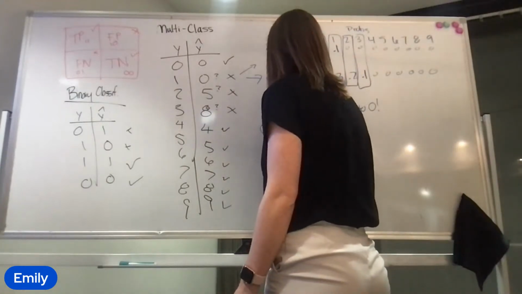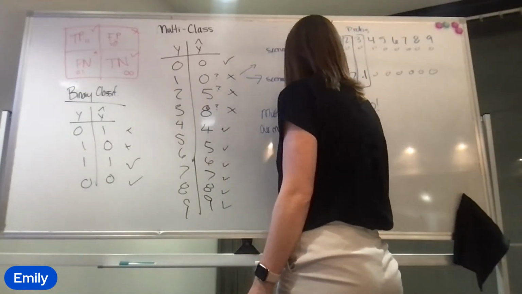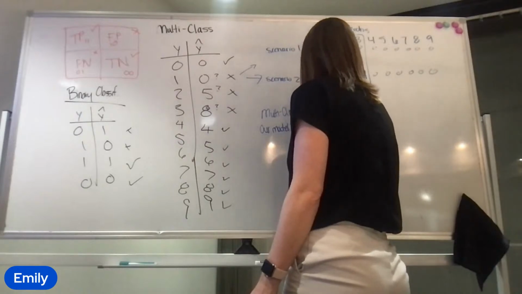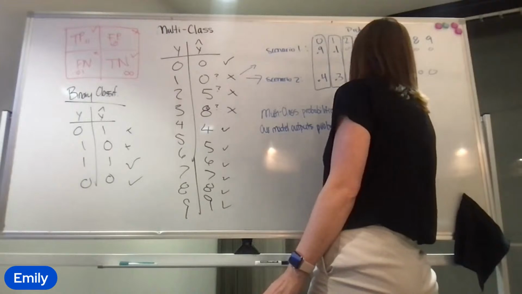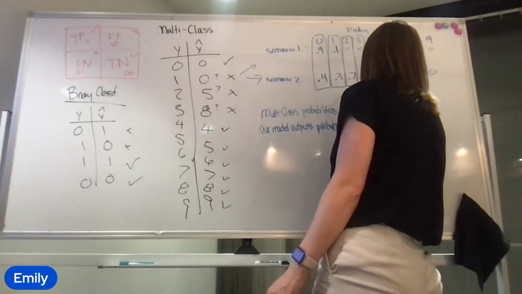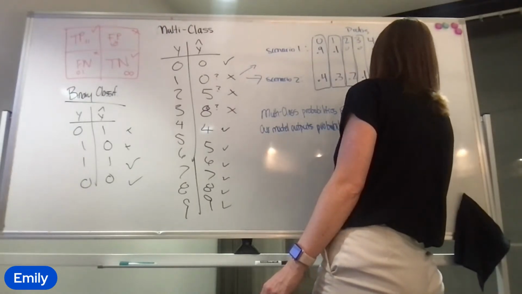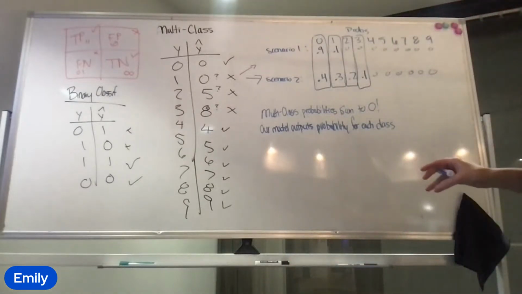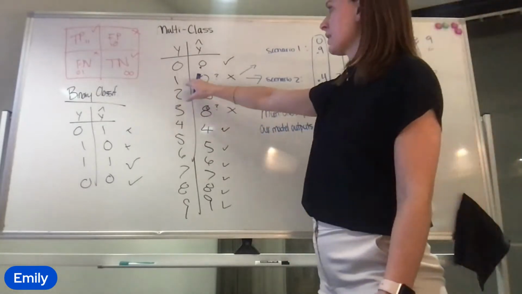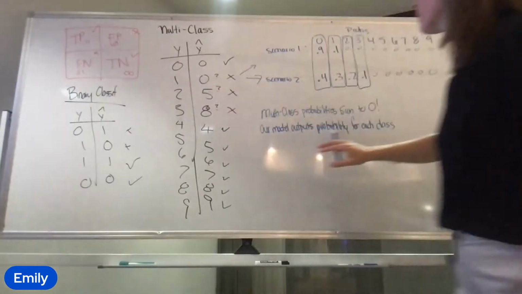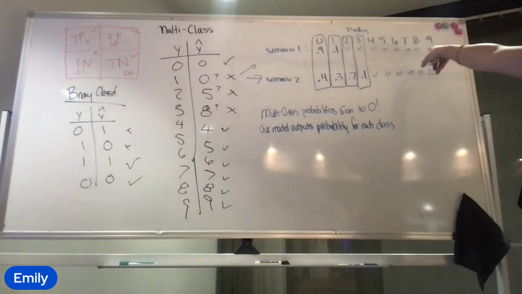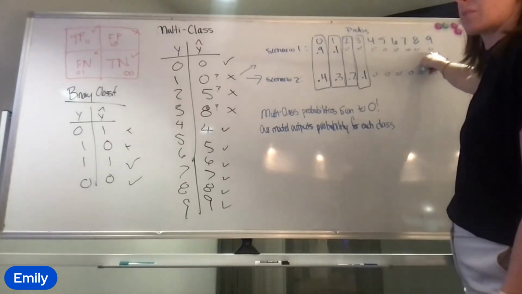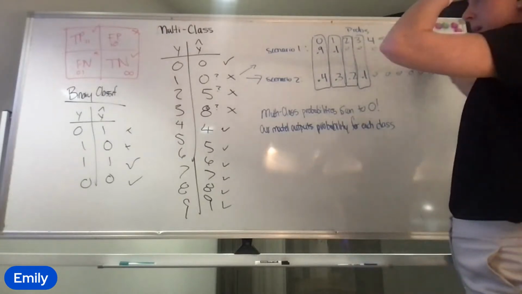So our model outputs a probability for each class. When our model is predicting this number here, there is a probability with each and every outcome. We have 10 potential outcomes, 10 potential numbers. There's a probability, we just made the other probabilities 0.